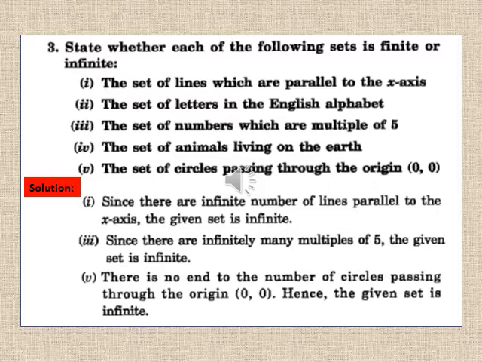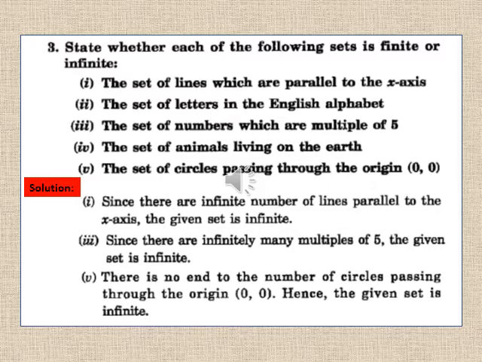Moving to question number 3. State whether each of the following sets is finite or infinite. We have to say whether finite or infinite, same like the previous sum. So I have solved the first part for you. The set of lines which are parallel to x-axis. Now parallel to x-axis, infinite number of lines can be drawn. You can draw infinite number of lines which are parallel to x-axis. Since we have infinite number of lines, so this will be an infinite set.